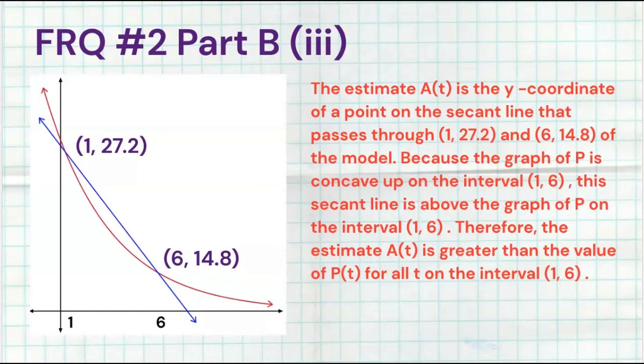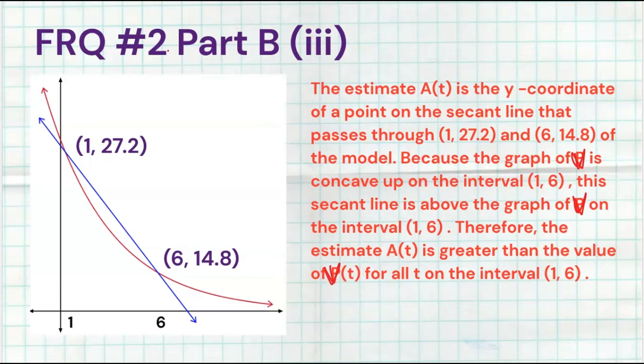So here's the final answer that I wrote up really nicely. Obviously, your final answer doesn't have to have exactly this, but you need to mention that the model is concave up. So I said, hey, the estimate of A of t is the y coordinate of a point on the secant line that passes through (1, 27.2) and (6, 14.8) of the model. Because the graph of, well, it should say V there, sorry about that, a little bit of a typo. Because the graph of V is concave up on the interval 1 to 6, this secant line is above the graph of V on the interval. Therefore, the estimate of A of t is greater than the value of V of t.